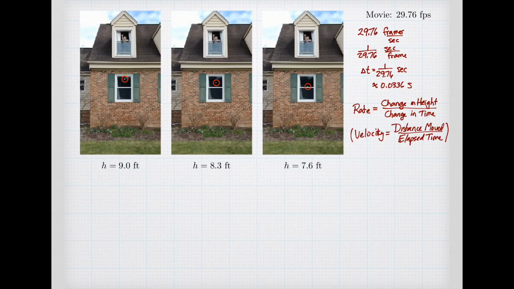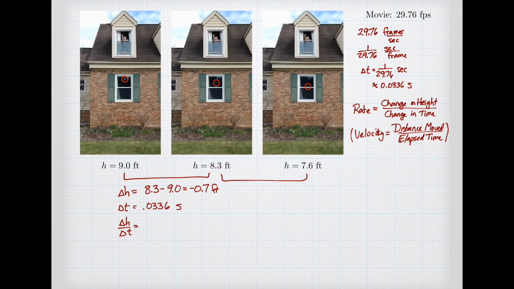All right, now we're ready to estimate our velocity. So notice that because of the accuracy of my data, I don't have really precise information. I can see that my ball has fallen 0.7 feet in both of these increments. If I use the first 2 points, the change in my height is my end height minus my start height, which is negative 0.7 feet, and the change in time is 0.0336 seconds, and so my rate, which is delta h over delta t, the change in height over change in time, is going to be negative 0.7 feet divided by 0.0336 seconds, which gives me a velocity of negative 20.83. Here the 3's repeat, but I'll round it because I don't really have that many digits of precision, feet per second.